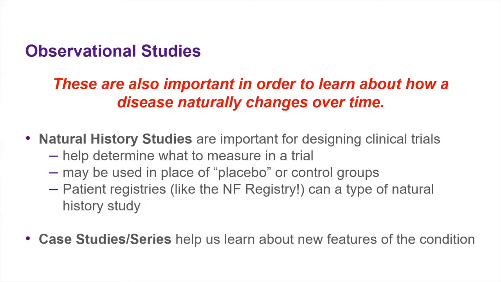And another type of observational research is what we call case studies or case series. So when a clinician or a researcher reports in the literature about an interesting or a new finding in someone that has a condition that maybe hasn't been seen before, that's really helpful in us just generally understanding the disease better, so we can learn more about how it affects different people. And then we can also use that information over time to develop treatments.